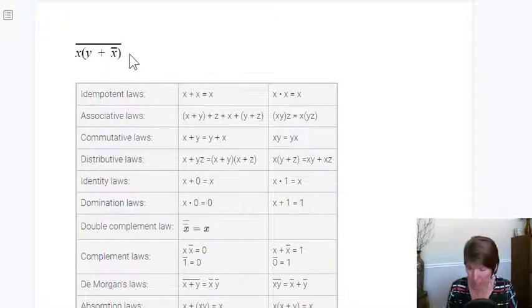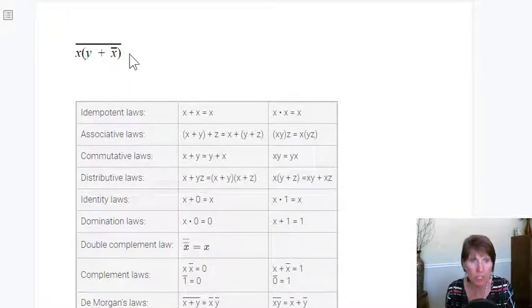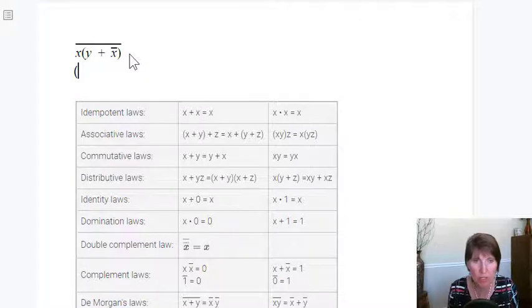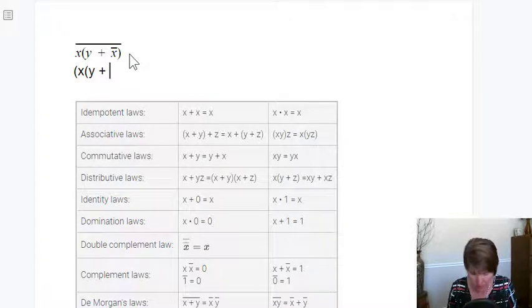Now let's try that same problem, but let's start with the distributive property, right? Now we have the entire thing, it's the complement of the entire thing, and since we're using the single quote, we need to put it all in parentheses. So I'm just going to write that to make sure I've got it correct. Y and the complement of x, and then it's the complement of that whole thing.